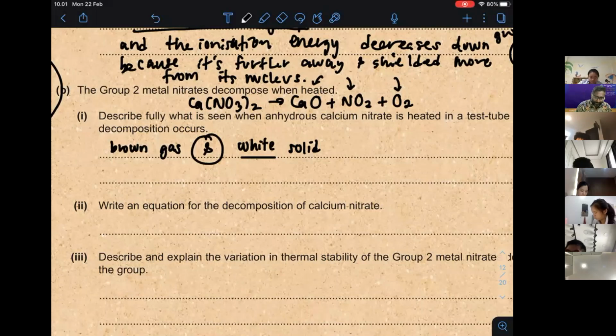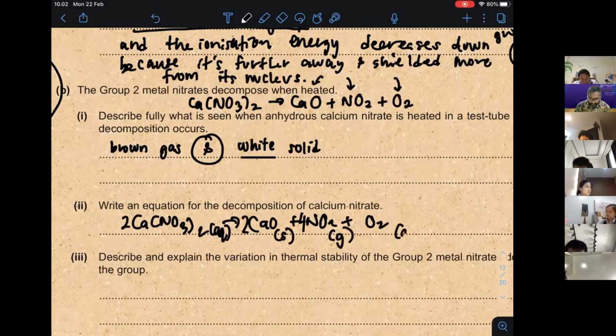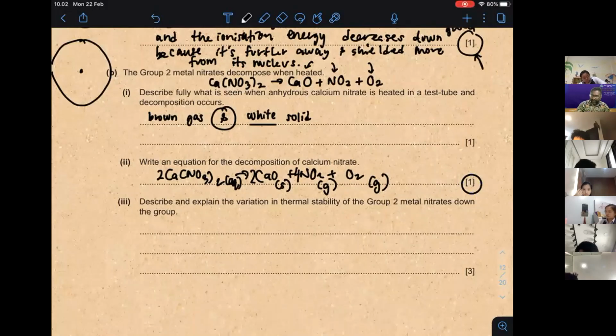Now they ask you to write, so just write it down. If they ask you to write it down, then make sure you write down the state and also try to balance. So here you need to balance. I just put 2, I put 4. If I balance this, I'm going to put 2 here. So nitrates are aqueous, this is solid, this is gas, this is gas. But if you look at the marking key, they didn't emphasize the state. If you have time, please do include all that.